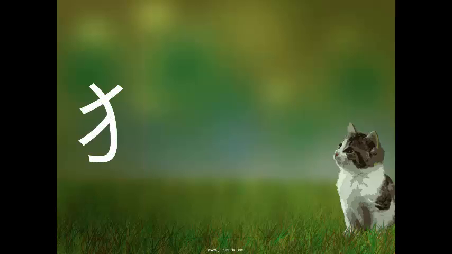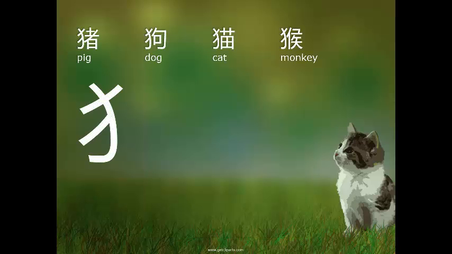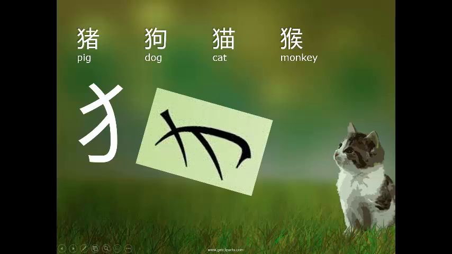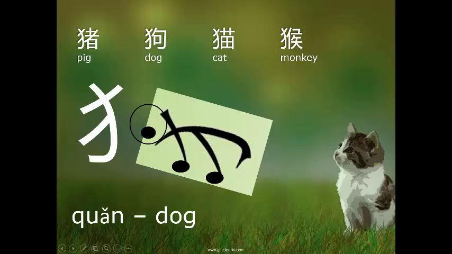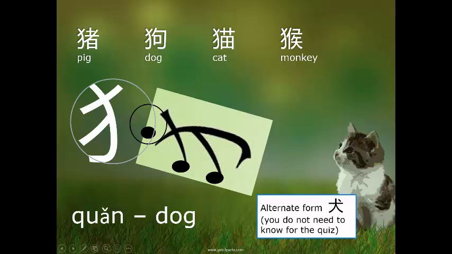The next character appears in pig, dog, cat, and monkey, as well as several other characters. It is the four-legged animal, also called the dog radical. It originally appeared on its side, like all characters, and so you can see how it used to kind of look like the profile of a four-legged animal with a tail here. It is quan, dog. The alternate form looks like this. You won't need to know it for any quiz in the future.